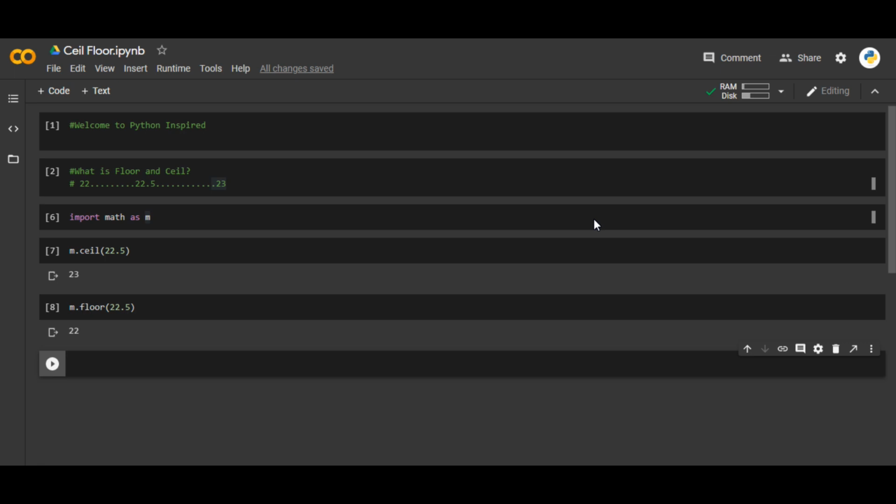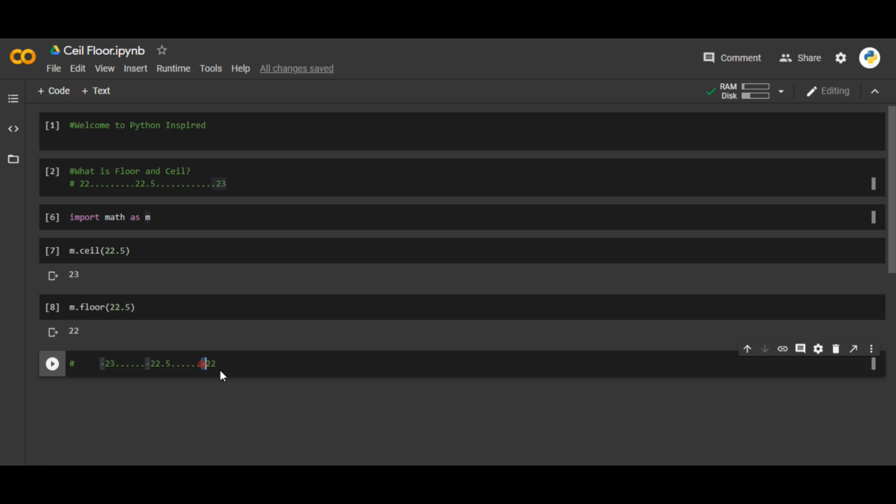Okay, so there is a little trick here that you have to understand. As far as this number 22.5 was concerned, that was okay. So let's suppose now we have a number minus 22.5. So this is our number, minus 22.5. So what do you think is the lower number of this? Smaller than minus 22.5 is minus 23. So minus 23 is smaller than minus 22.5, and minus 22 is bigger than minus 22.5.